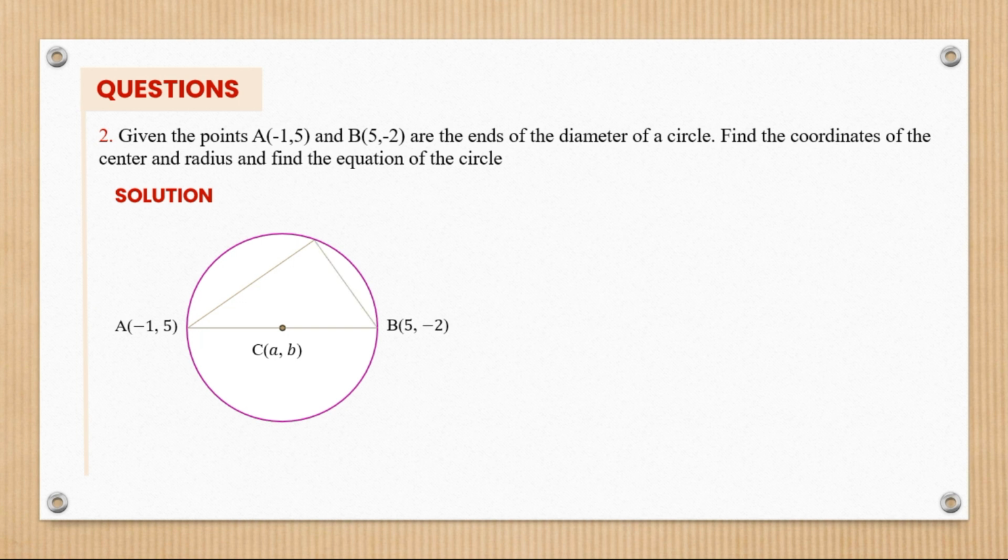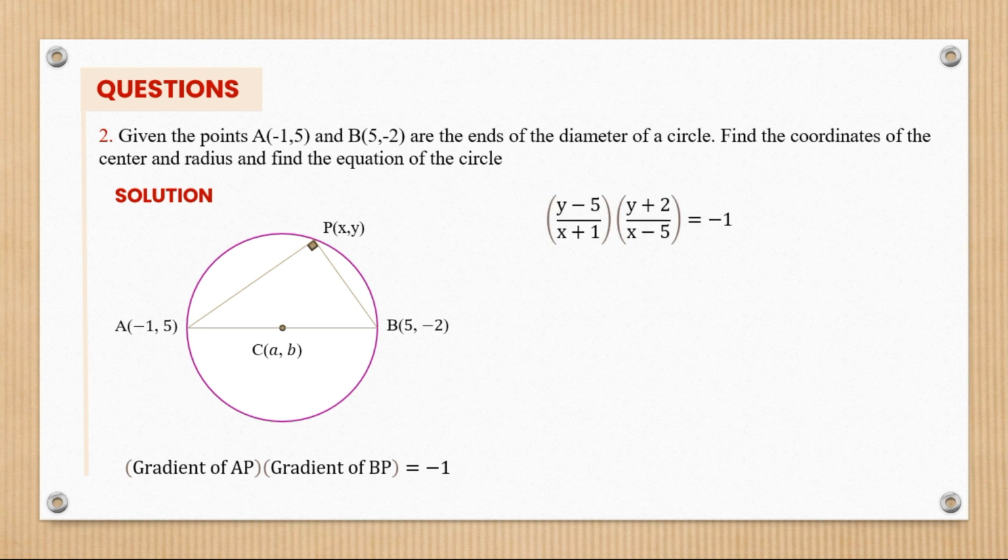Then they connect to a certain point P that is unknown, and that is a right angle right there. Now you can also see again that the gradient of AP times the gradient of BP shall be equal to negative 1, of which this is what we'll have. Then when I cross multiply, I'll have negative (x + 1)(x - 5) is equal to (y - 5)(y + 2). So when I expand this, I'll have x squared minus 5x plus x minus 5 is equal to y squared plus 2y minus 5y minus 10.